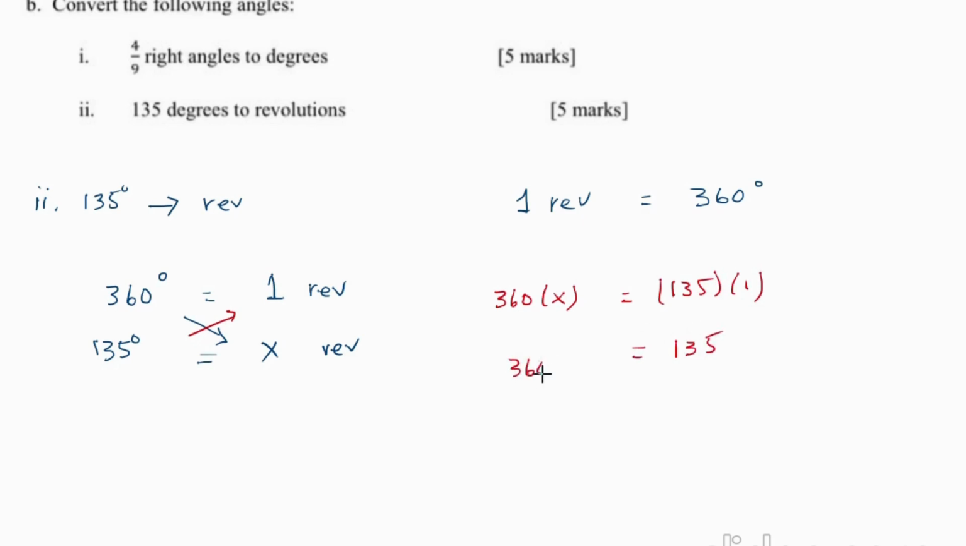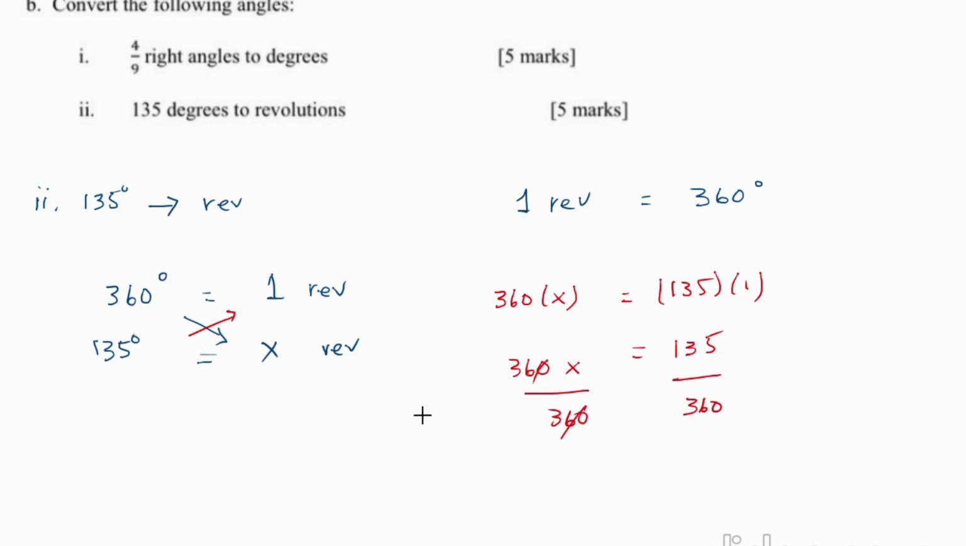And so I have 360x. So of course I want to find x now. So if I divide 360x by 360, but of course that means I have to divide the other side by 360. Okay?